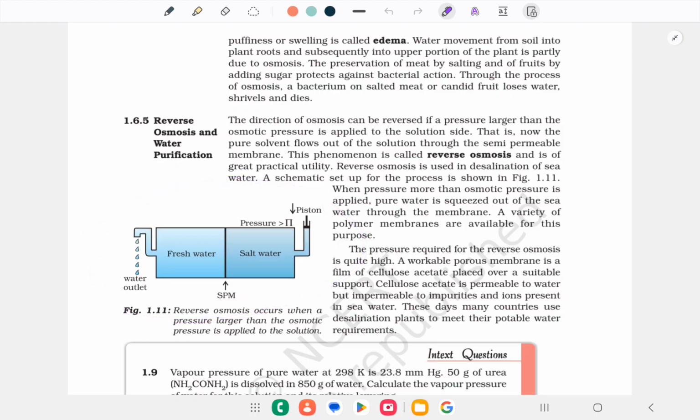So here, when a pressure higher than the osmotic pressure of the sea water is applied, then the pure water passes through the semi-permeable membrane, leaving the salt ions and other impurities behind. So the pressure required for reverse osmosis is quite high, and a variety of polymer membranes is available for the purpose, and the most commonly used one, placed over a suitable support, is cellulose acetate. And this method of purification is adapted for regions where fresh water is scarcely available.